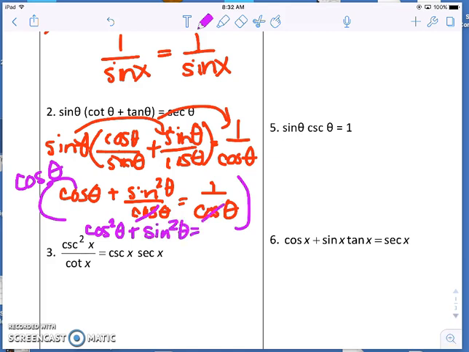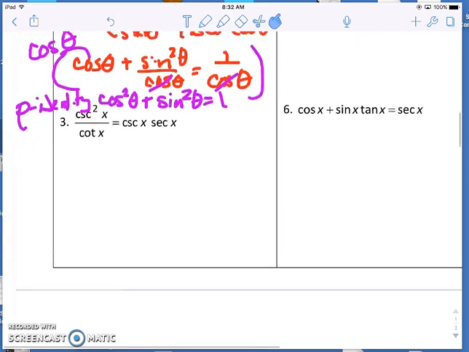Steve Schmidt, if you're in the building, please call 6102. Pythagorean identity. Steve Schmidt, please call 6102.